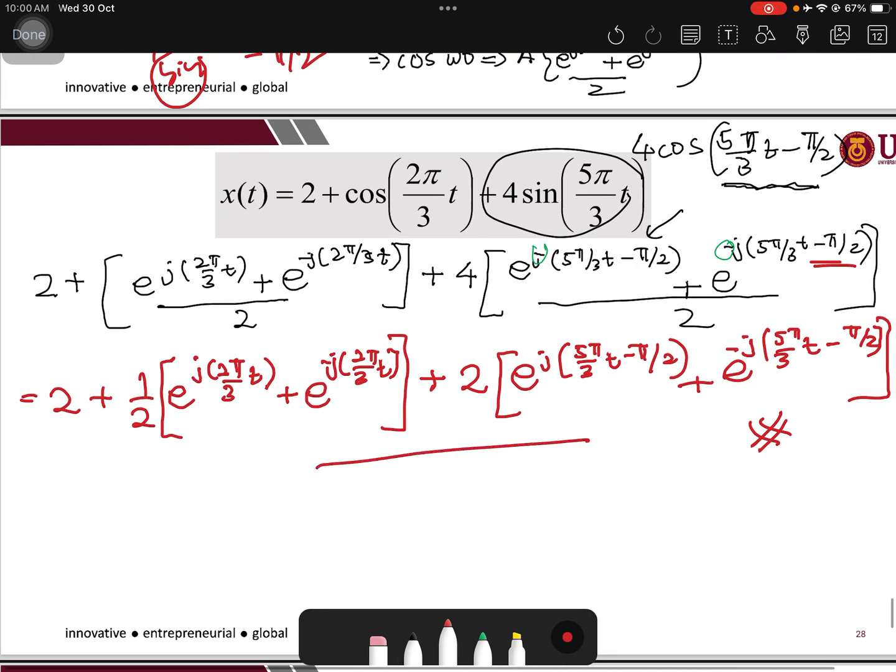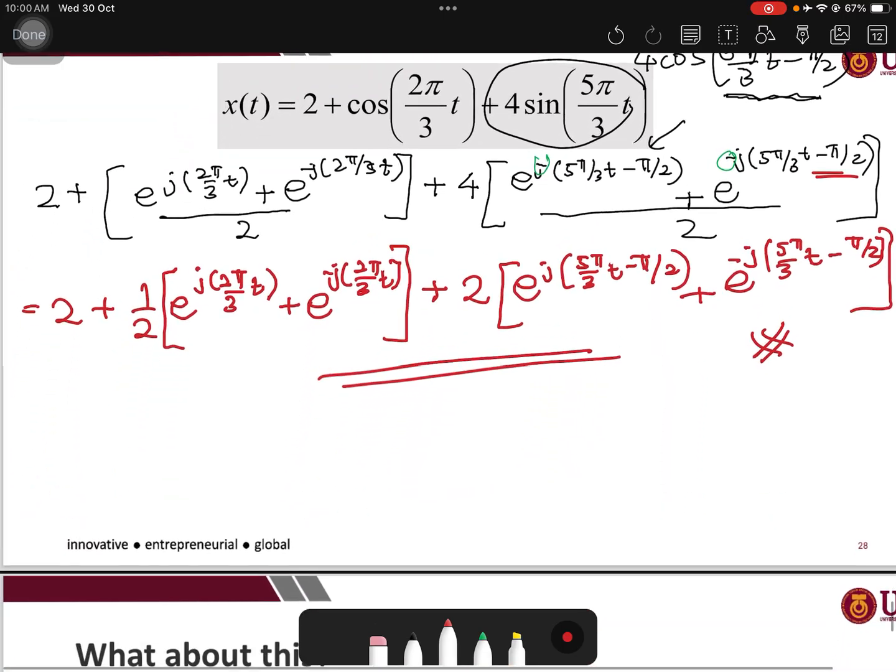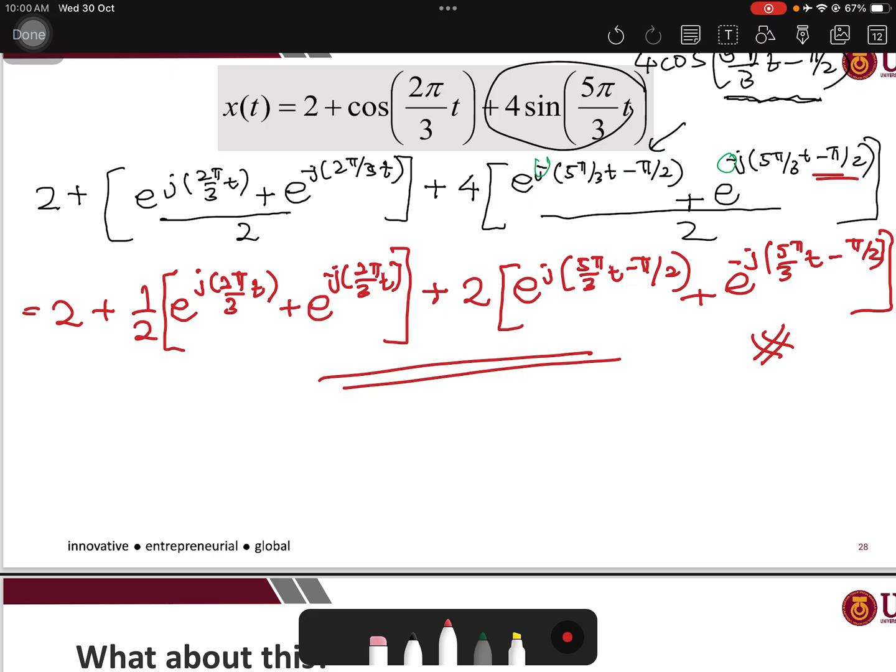This one is in terms of complex. Now for question number 2, sketch the double-sided spectrum. For the double-sided spectrum, it is very important to analyze each component. This one is omega equal to 0. This one omega becomes 2π/3. For the third component, omega becomes 5π/3.